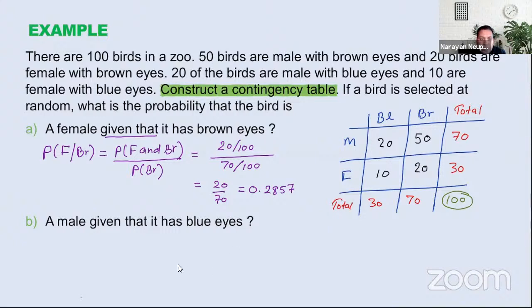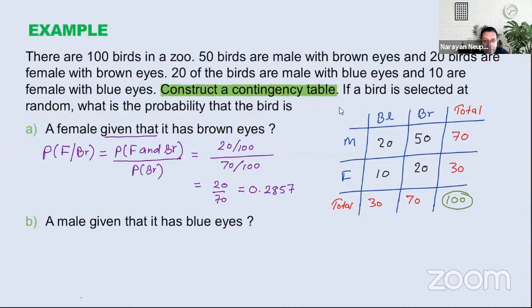Before I move on to part B, do you have question on part A? Yes or no? Looks like there is no question. So let's move on to part B.